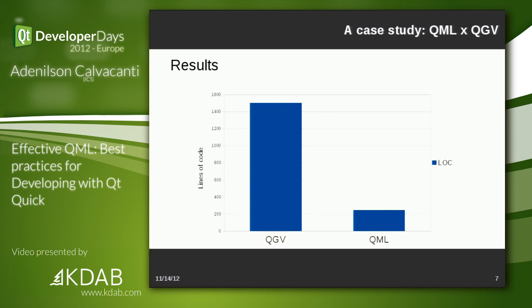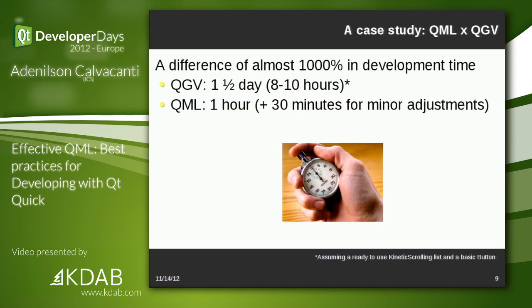Okay, but what about development time? Because lines of code does not tell the whole story, right? Well, I took about 1.5 days, between 8 and 10 hours, to code it in C++ with QGraphicsView. And in QML, I did it in about 1.5 hours. One observation: in C++, I used an already available kinetic scrolling list that I coded months ago. And I also used a basic button that featured scaling of the button's background, because again, the whole user interface has to be rescalable.